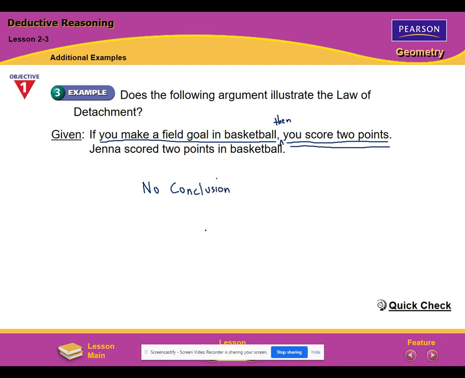Okay. By the way, field goals are a thing in basketball. If you're thinking, field goals, football. No, I mean, when you make a basket, that's called a field goal. People who do know basketball will back me up on that. Okay. So no conclusion. A lot of people want to say, well, Jenna made a field goal, but actually that's not true because it doesn't match with the law of detachment. It doesn't fit. Let me give you another example.